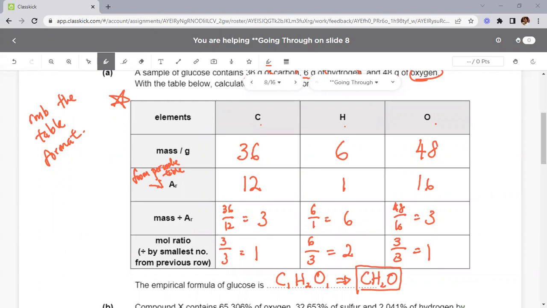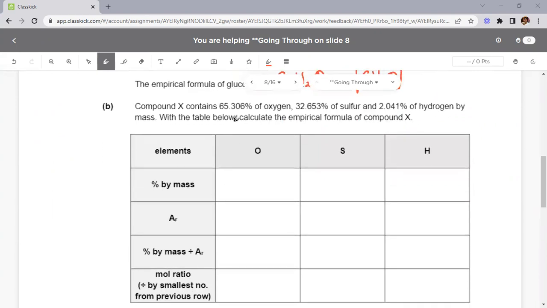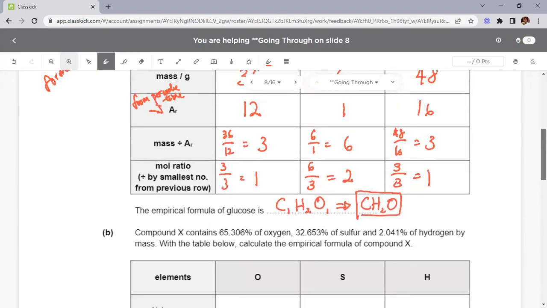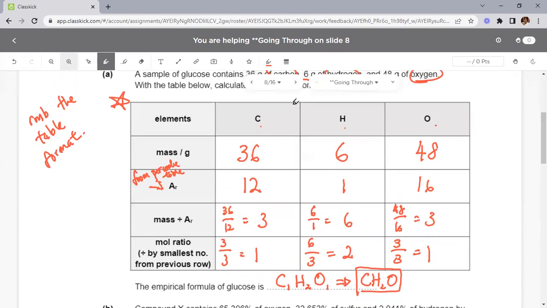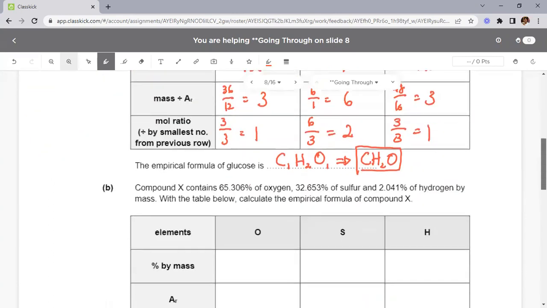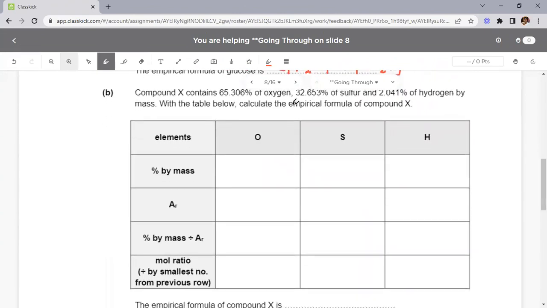Now for the next question, you go on to part B here. You realize that now it's no longer mass, now it's percentage. Is it still going to be the same way of doing? Actually, the answer is yes. Look at this: elements, mass, AR, mass divided by AR, and mole ratio. For part B, you have percentage by mass, AR, percentage by mass divided by AR, mole ratio. So instead of writing mass here, I write percentage by mass. It is still a similar format.